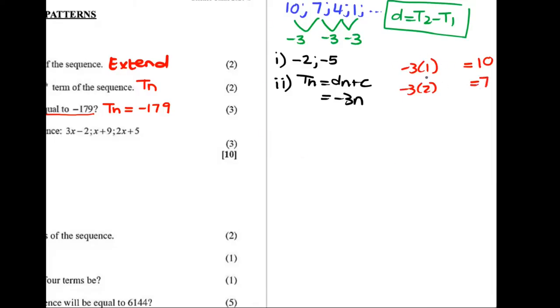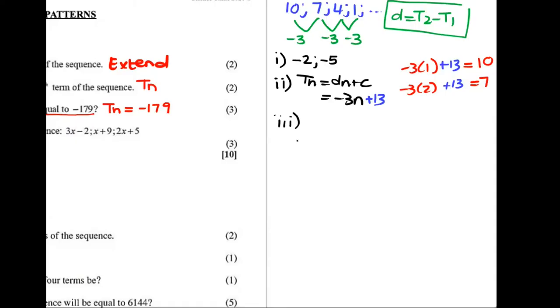Well, this is -3, and -3 plus 13 is 10. -6 plus 13 is 7. And therefore, our formula Tn is -3n plus 13. All right, so that is how we get our Tn for a linear pattern. Okay, third question.